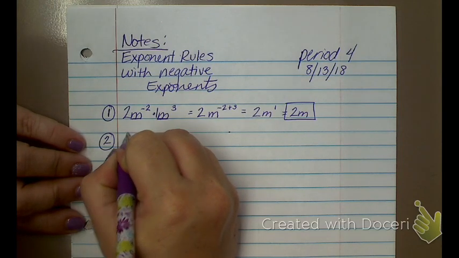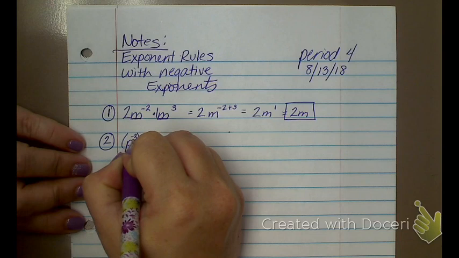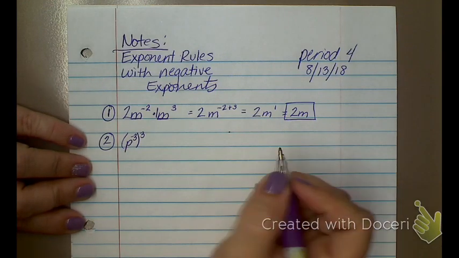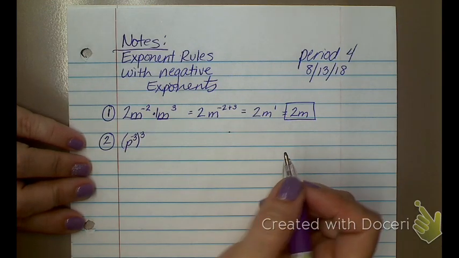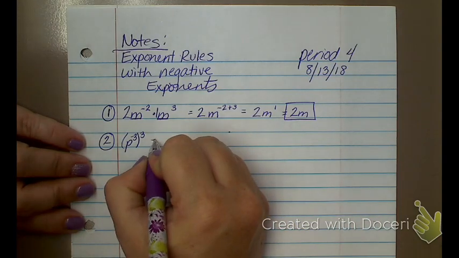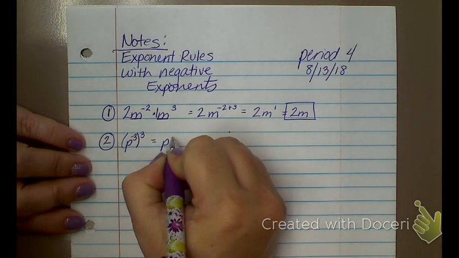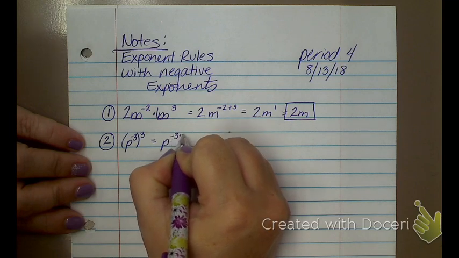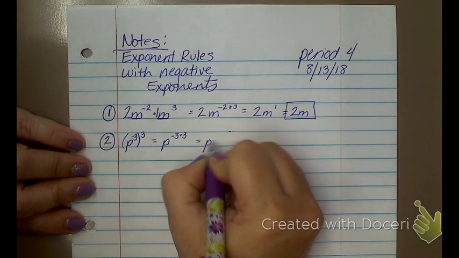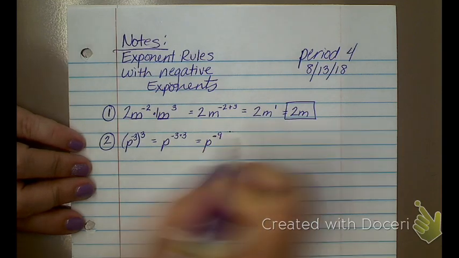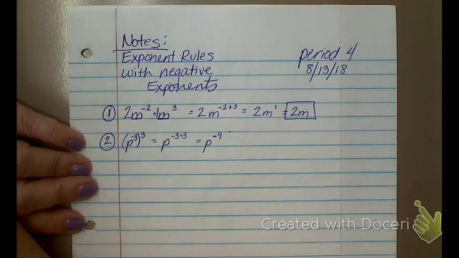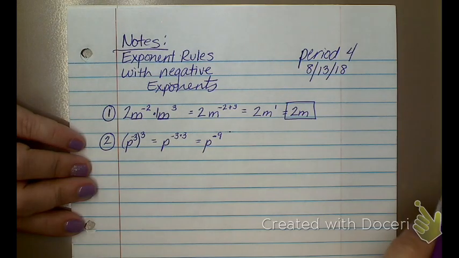If I have p to the negative third to the positive third, this time I have how many bases? Only 1. So that rule says that I am going to multiply the exponents. So negative 3 times 3 gives me p to the negative ninth. Now, we cannot leave a negative exponent in our answer. That's the rule with negative exponents. So here's what you need to remember. When you have a negative exponent, that letter goes to the opposite side of the fraction.